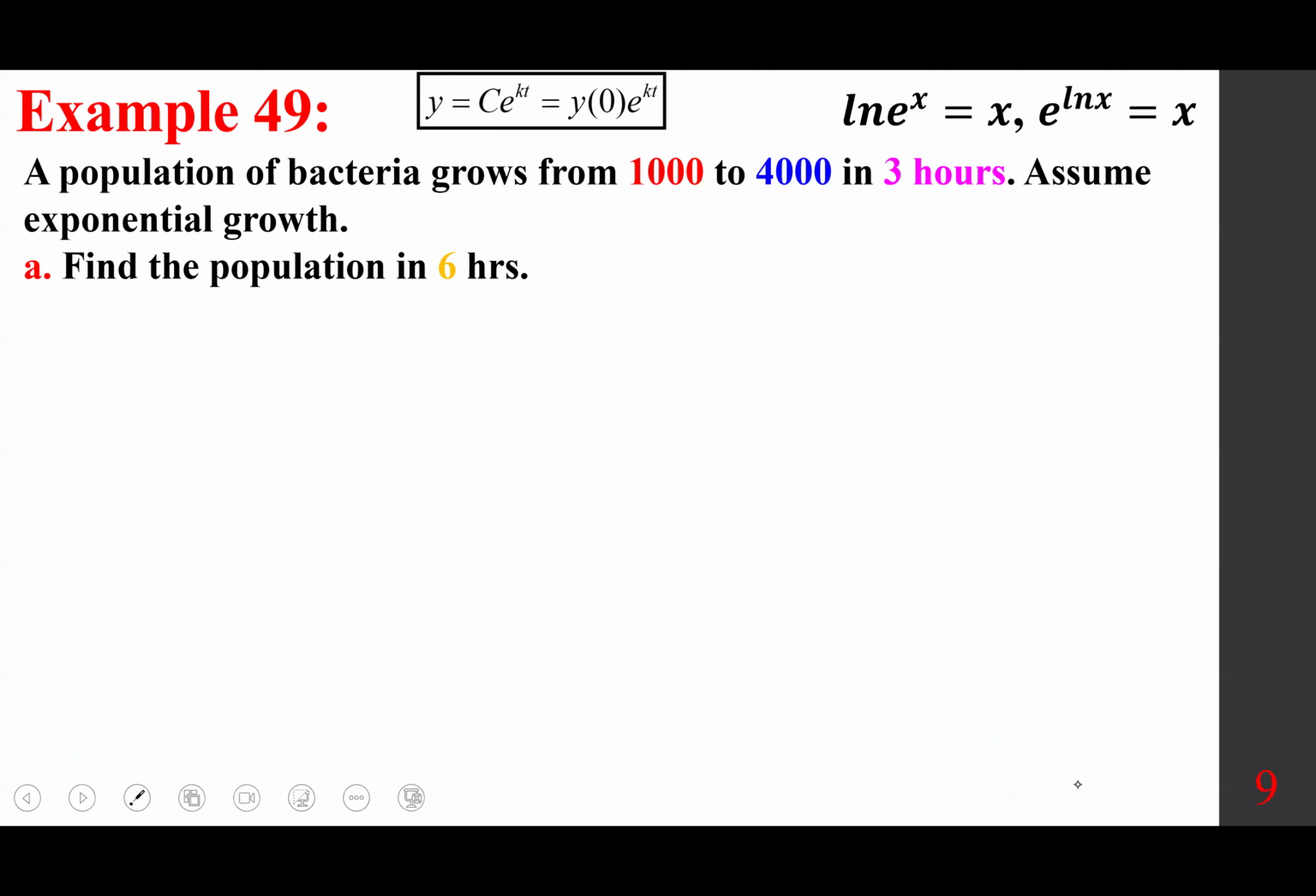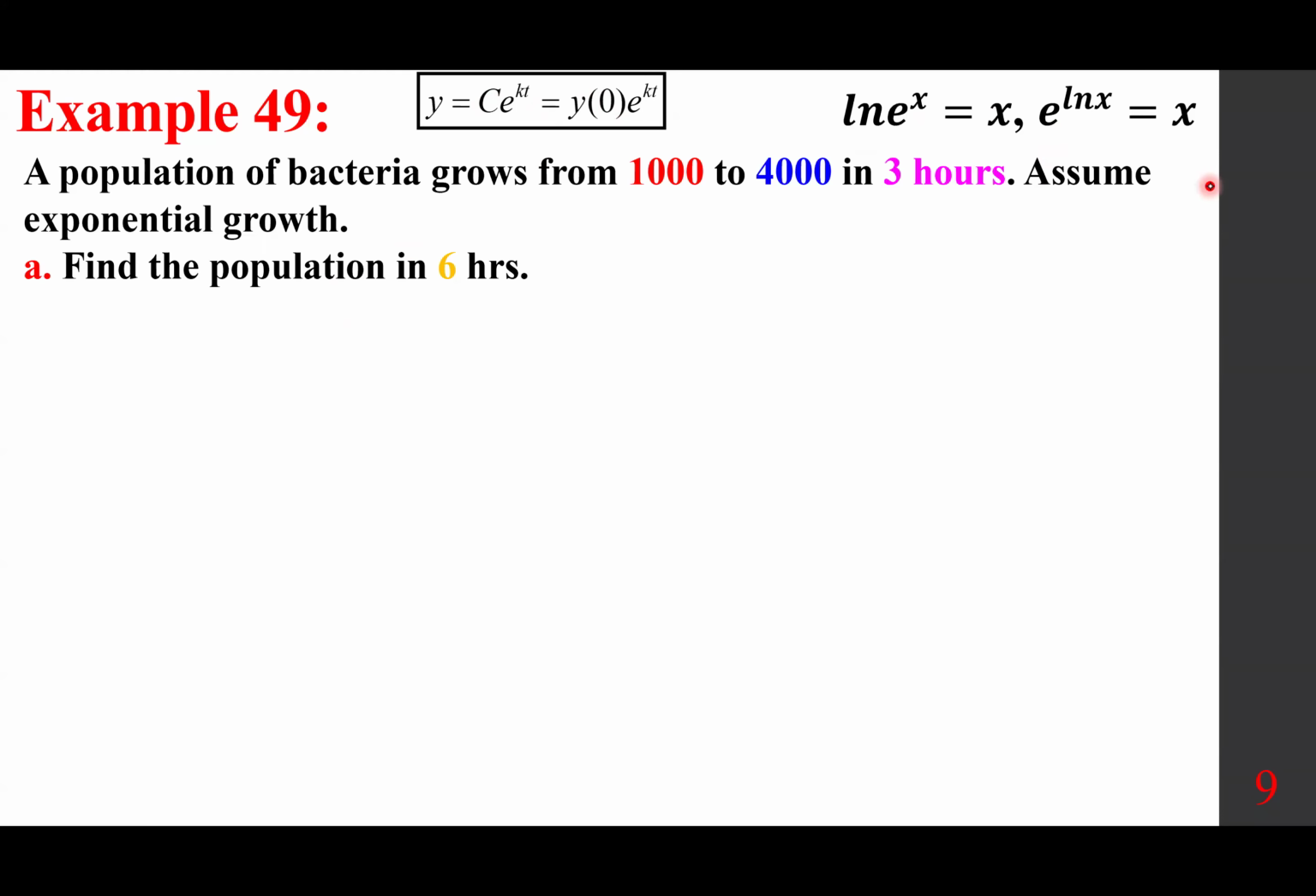But for now, let's look at this example where a population of bacteria grows from 1,000 to 4,000 in 3 hours. Assume exponential growth. Find the population in 6 hours. There are different ways of approaching that. Just reminding you of this formula, y equals c e to the power of kt. And again, please understand c is the initial value, y of 0 or y sub 0. Reminding you, ln of e to the power of x is x, e to the power of ln x is x, because we're going to use that.